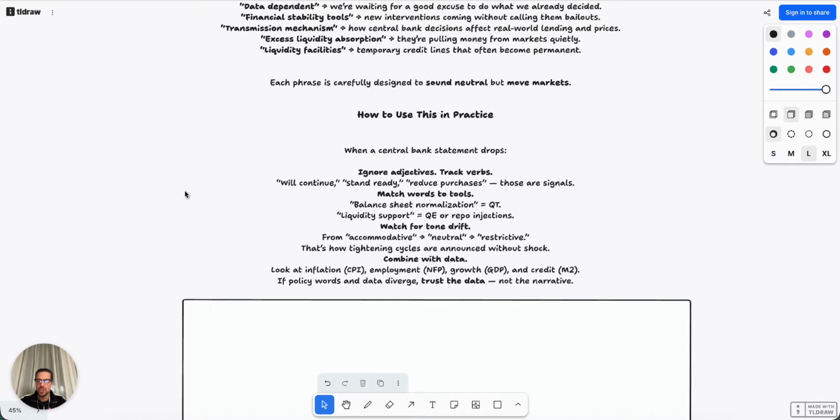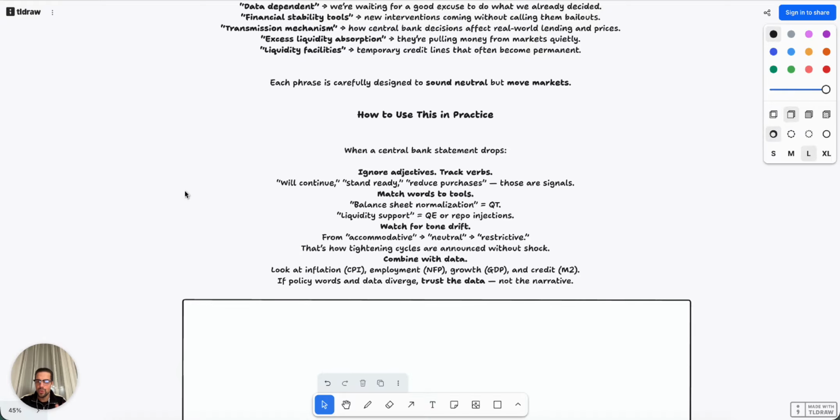So balance sheet normalization sounds pretty neutral, but it's actually the quantitative tightening policy. They will be shrinking the balance sheet, selling the assets, so to speak. Liquidity support immediately means either easing conditions or repo injection. So they will inject liquidity into the system, because liquidity support means they will support the market through liquidity.